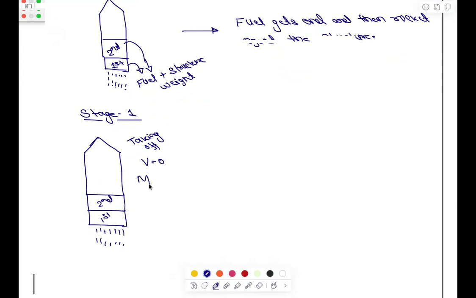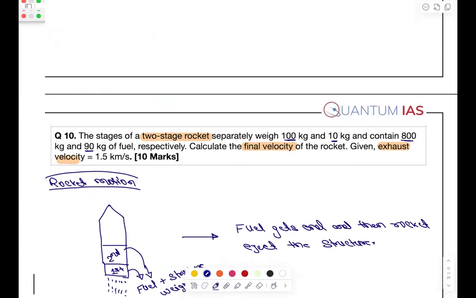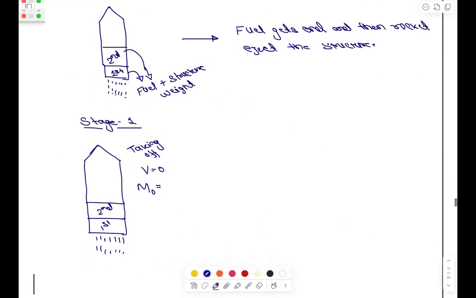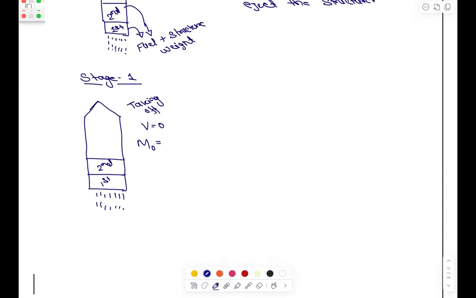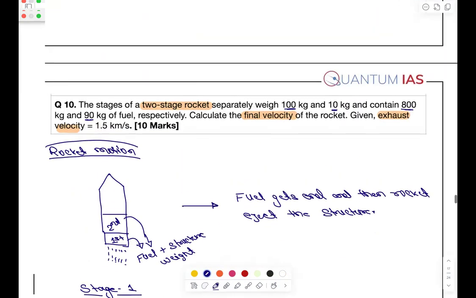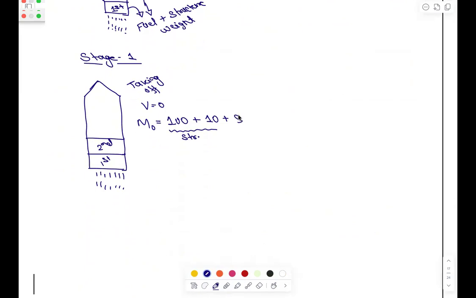Now what will be the mass? Let's take m naught as the mass at this time. It will have all the weight of the structure and fuel, right? So let's write down the two stage rocket: 100 plus 10, these are the structure, and then 800 plus 90, this is my fuel. This is for the first stage, and this is for the second stage.